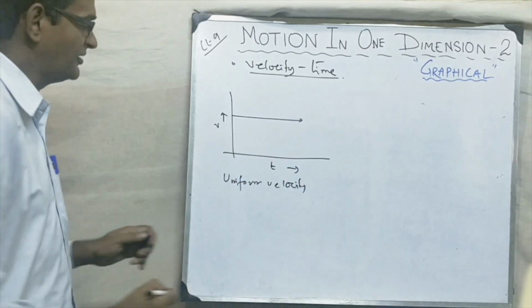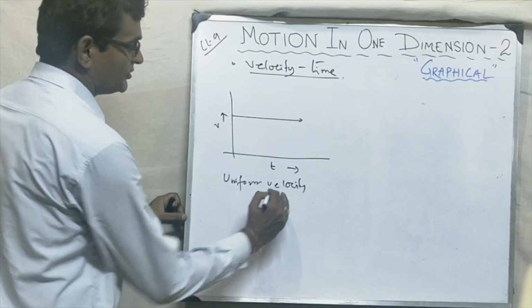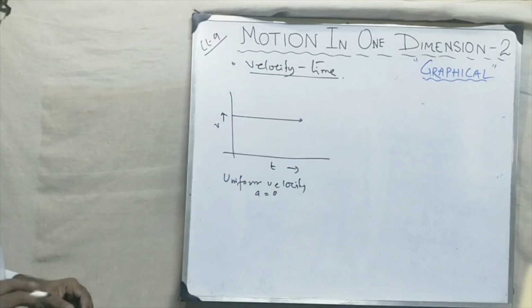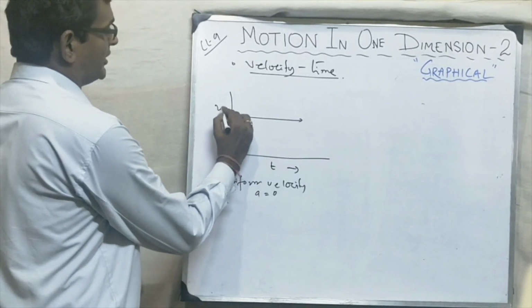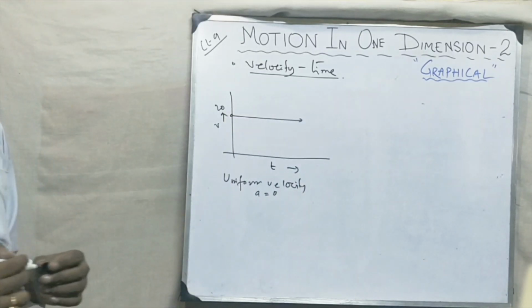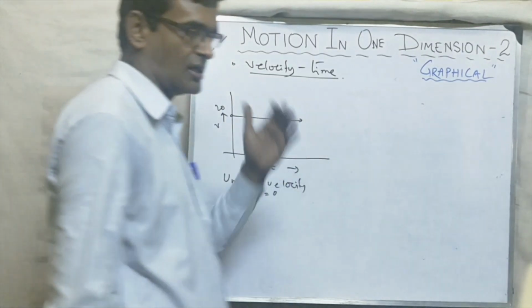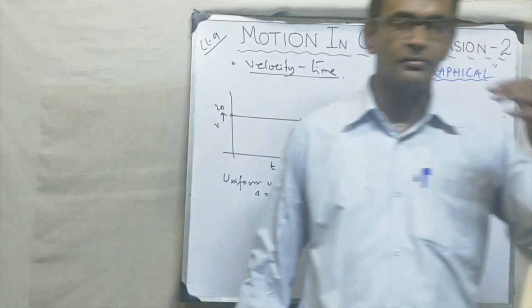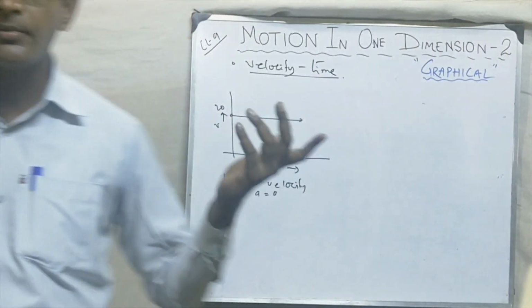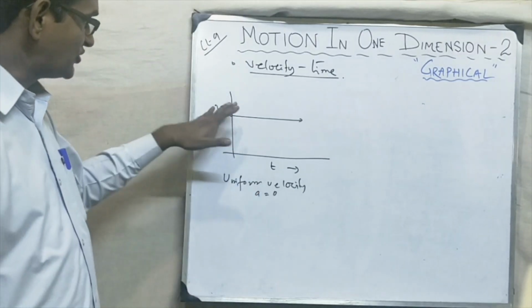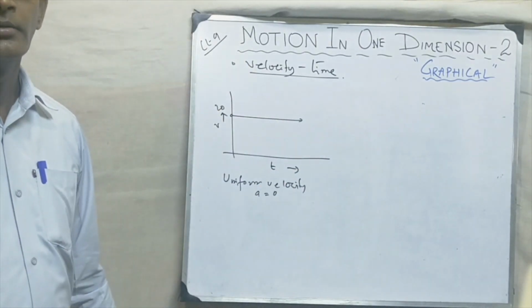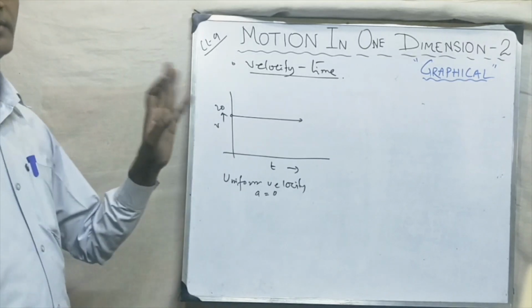Which means acceleration is zero. So uniform velocity, suppose this point is 20. Then we say the body is moving uniformly at the speed of 20 meter per second, or kilometer per hour, whatever unit is written. So this type of graph shows uniform velocity.